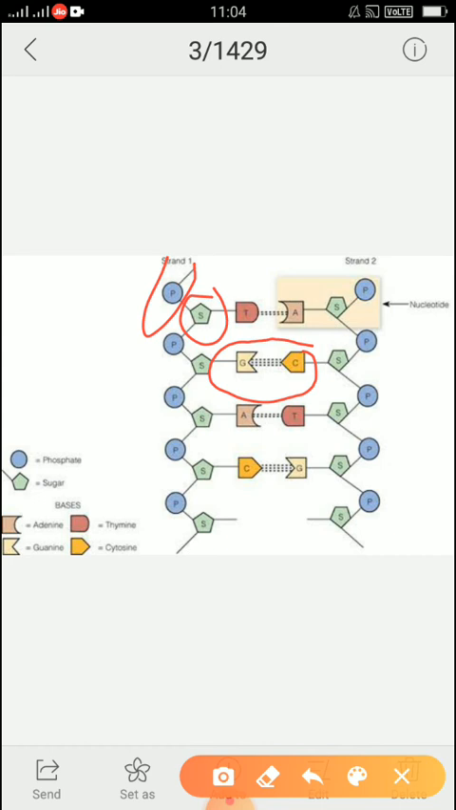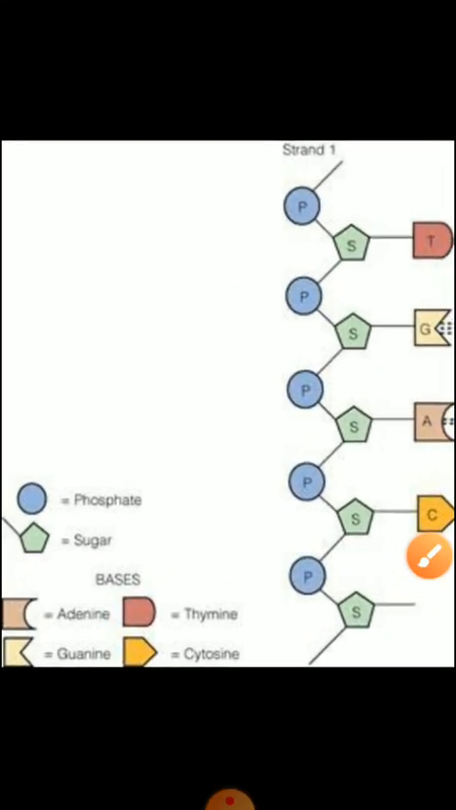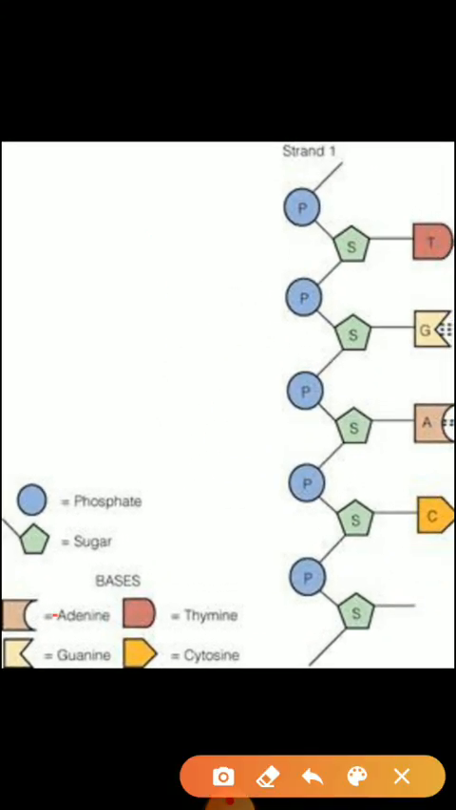Next question, what are the 4 nitrogenous bases present in the DNA strand? The 4 nitrogenous bases present in the DNA strands are adenine, guanine, thymine and cytosine. Adenine is connected with thymine with a double hydrogen bond, whereas guanine is connected with cytosine with a triple hydrogen bond.